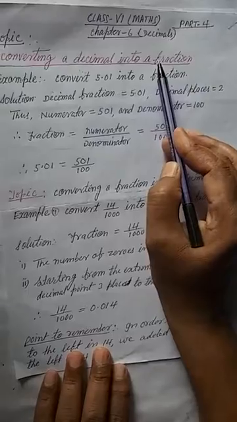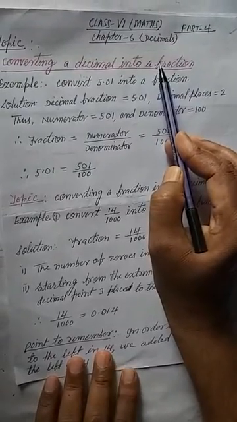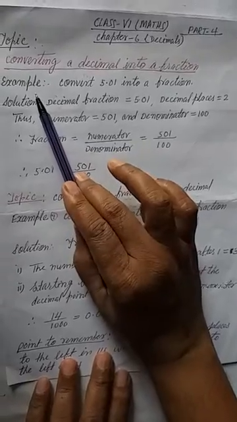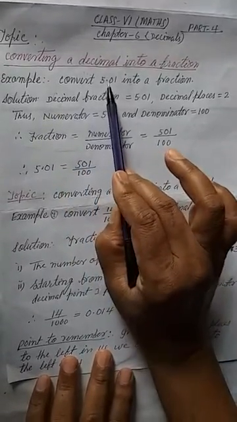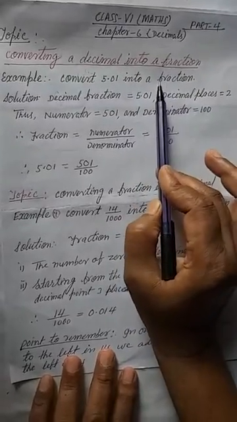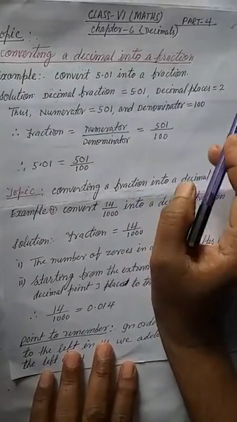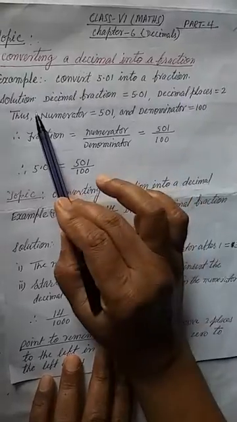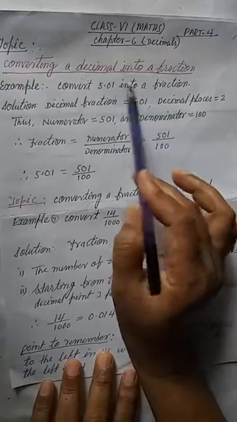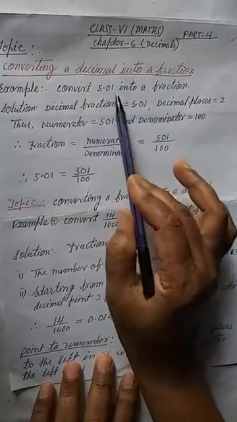You will learn the steps because they are given in the book. Now I am going to explain. Let us see an example. Convert 5.01 into a fraction, or how you have to change it into a fraction. Solution. The decimal fraction is 5.01.